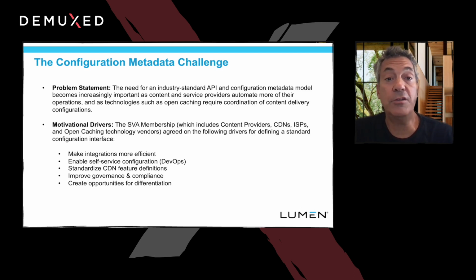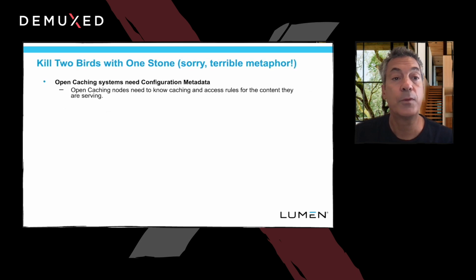There are many motivations for solving this problem and standardizing, and within the SVA, our membership that includes content providers, CDNs, ISPs, and open caching technology vendors all agreed on a set of motivational drivers that really set the stage for this project. Standardizing feature definitions, making integrations more efficient, obviously making the whole thing more DevOps friendly and automation-friendly, and also still creating opportunities for technology vendors to differentiate themselves, and we get into that through a thing we call private features. So what we wanted to do is kill two birds with one stone.